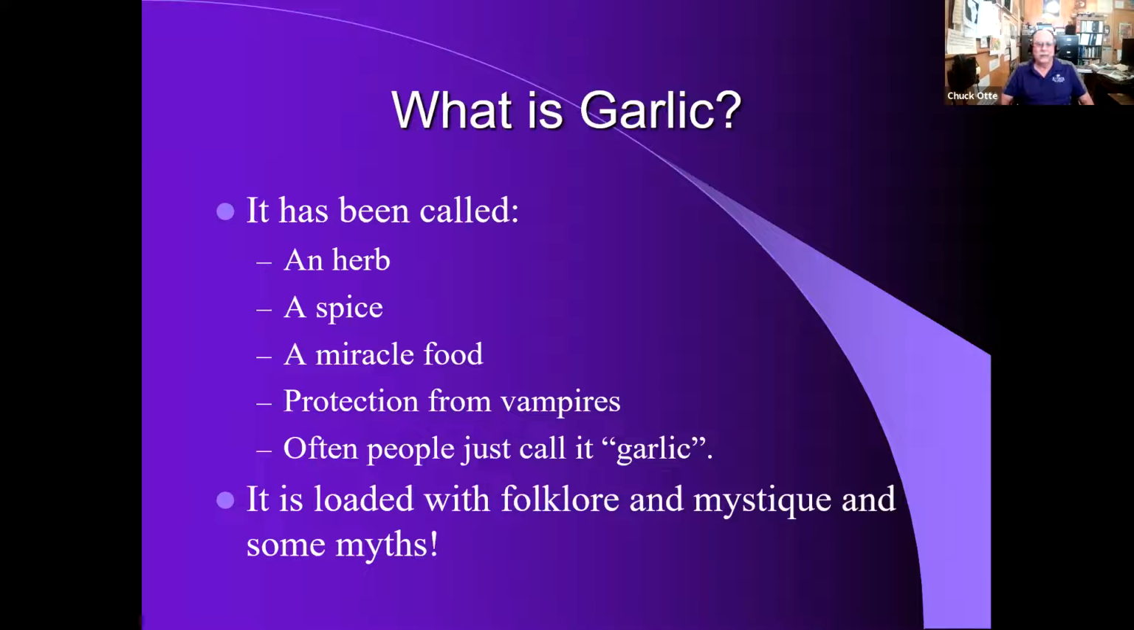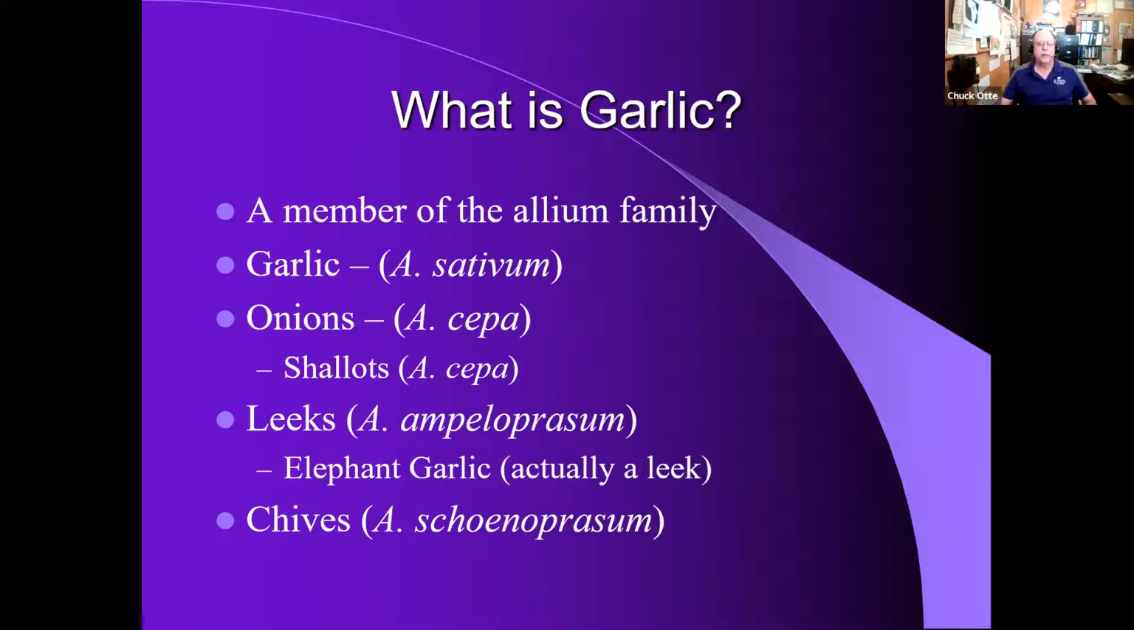So what is garlic? Well, it's been called an herb. It's been called a spice. It's been called a miracle food. You'll always get those that say it's protection from vampires, and even a book that I'm reading right now talks about that. And a lot of people just call it garlic. It's loaded with folklore and mystique and more than just a few myths, but it's just been absolutely fascinating the past 5-6 years to get deeper and deeper into garlic, so to speak.